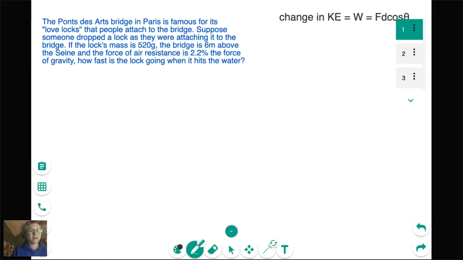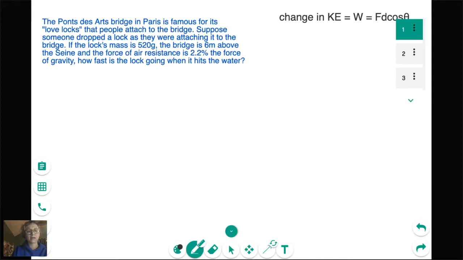All right. So we have the Pont des Arts Bridge in Paris, which is famous for the love locks that people attach to the bridge. Let's say that somebody dropped the lock as they were trying to attach it. The lock's mass is 520 grams. The bridge is 6 meters above the Seine River, and the force of air resistance is 2.2% times the force of gravity. We want to know how fast the lock is going when it hits the water.